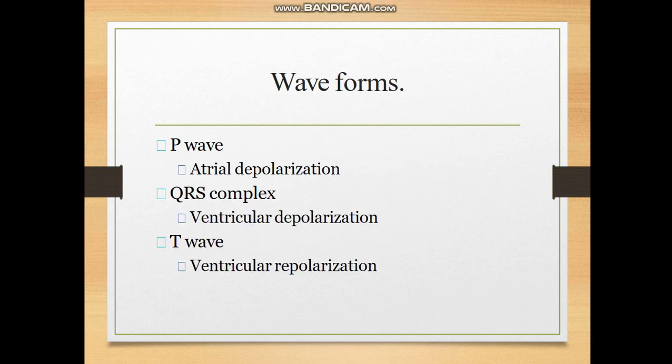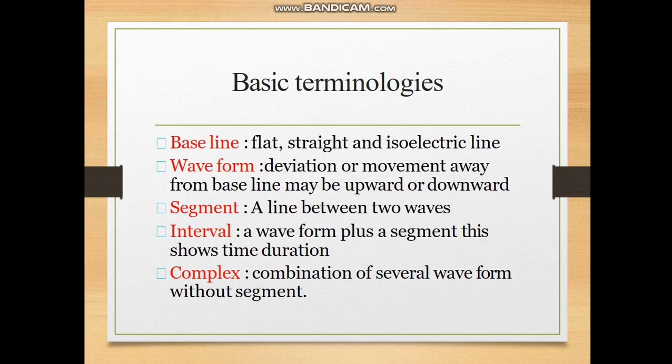Waveforms: P wave, it is the atrial depolarization. QRS complex, it's a ventricular depolarization. T wave, it's a ventricular repolarization. You should know the electrical activity is remembered by these words: depolarization and repolarization. The current flow is the depolarization and the normalcy attainment is the repolarization, when the waveforms come to the baseline.